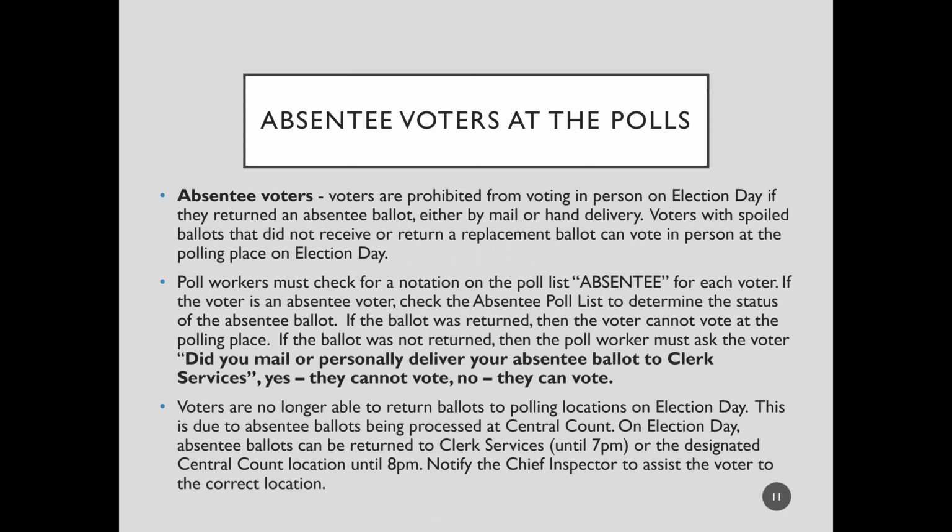If the voter is an absentee voter, check the absentee list to determine the status of the absentee ballot. If the ballot was returned, then the voter cannot vote at the polling place. If the ballot was not returned, then the poll worker must ask the voter, did you mail or personally deliver your absentee ballot to the clerk's services? If yes, they cannot vote. If no, they can.